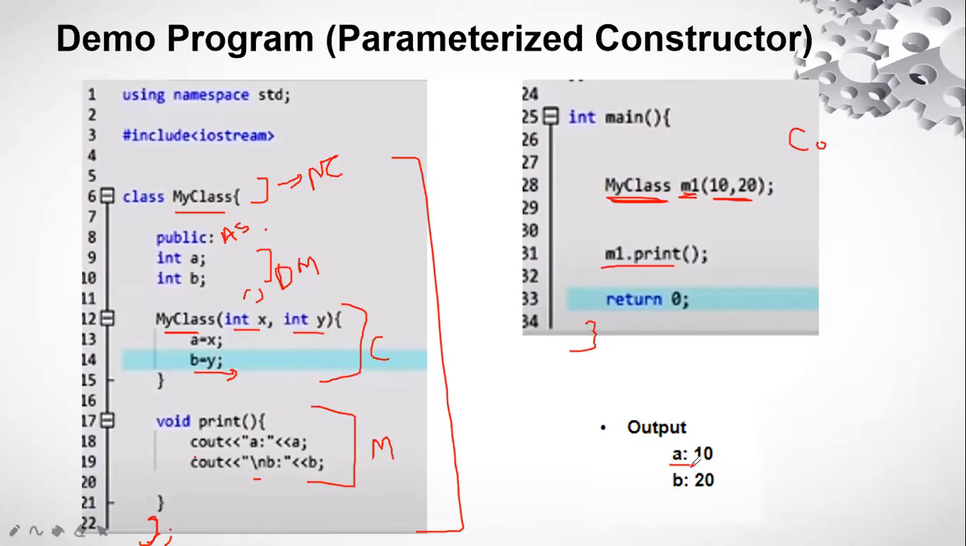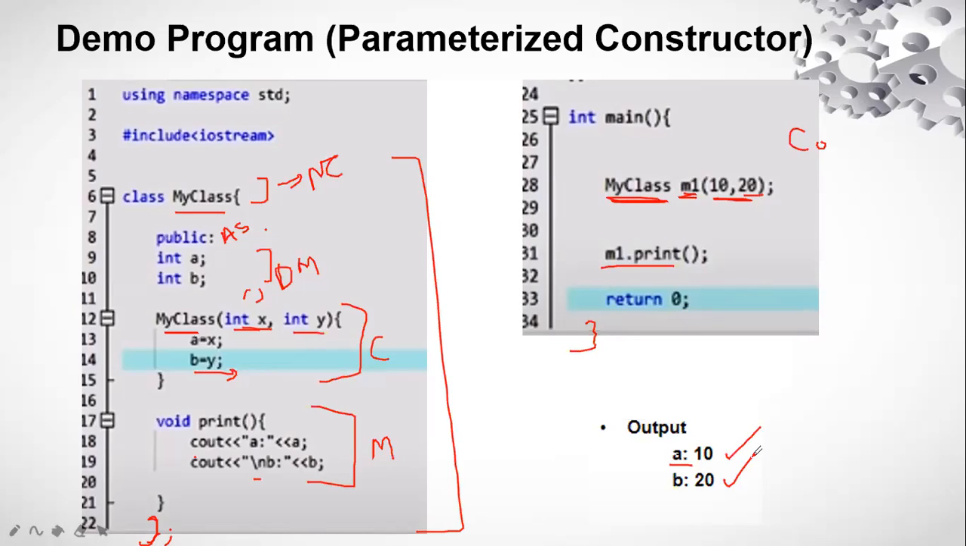a colon is printed, and the value of a here is 10. How is it 10? Because x is moved to a. And what is the value of x? The x value is 10. I defined here int x, which is 10, and int y, which is 20. So the values which are defined in a and b are what is printed out here as a and b. So this is how we define the non-parameterized constructor, which is called the default constructor, and the parameterized constructor.